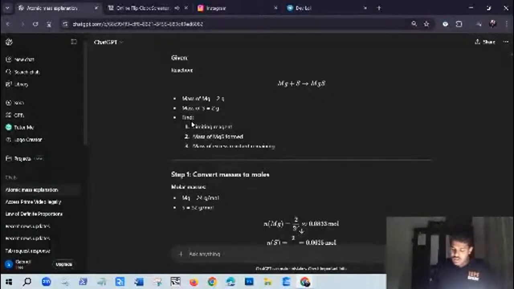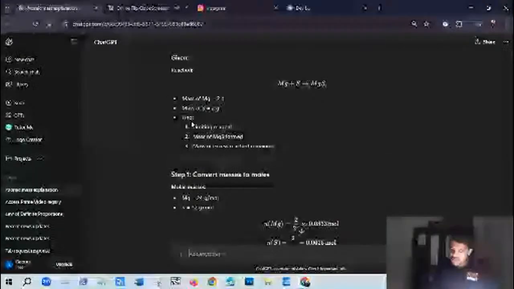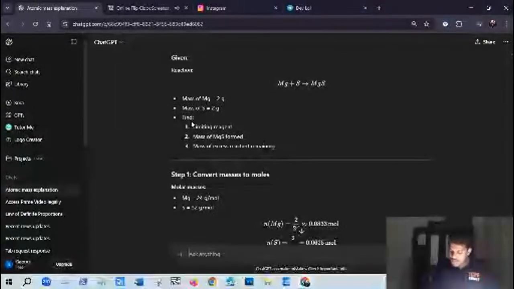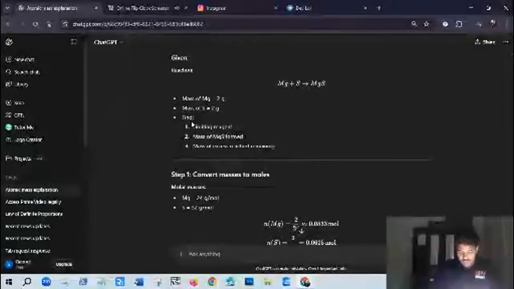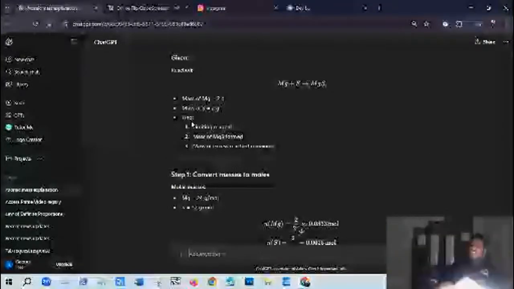Now taking the reaction as the next one, identify the limiting reagent. So convert to moles, and calculate the moles of the product.